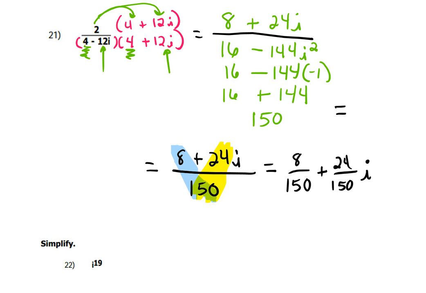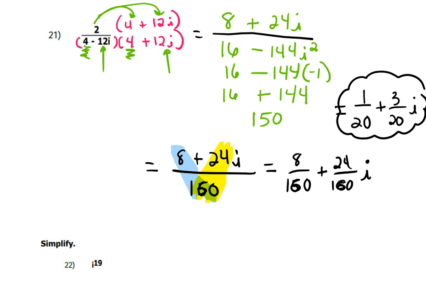8 goes into 150. I'm sorry, I added wrong. That's not 150. That's 160. My bad. Sorry. 160. Because 8 over 160 reduces down to 1 over 20. And 24 over 160 reduces down to 3 over 20. And there you go. There's your answer.